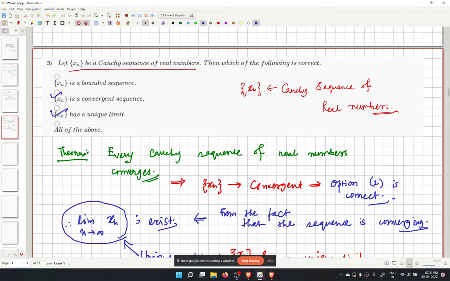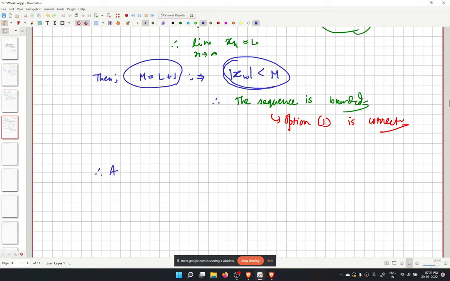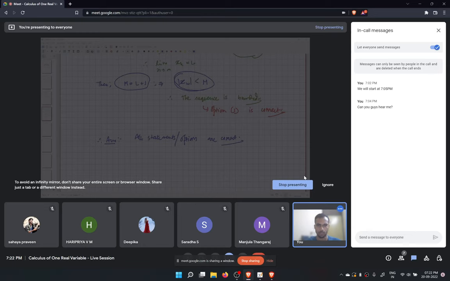So we have seen that all the options are correct. So the correct answer here would be all of the above. So let me delete them. The correct answer will be all of the above statements are correct. So now we are done with problem number 3, where the answer is all statements or options are correct. So please let me know if you guys have any doubt here. If not, then we're gonna go to problem number 4. So I'm gonna wait for a couple of moments for questions. If there are no questions, then I'll move to the next problem.